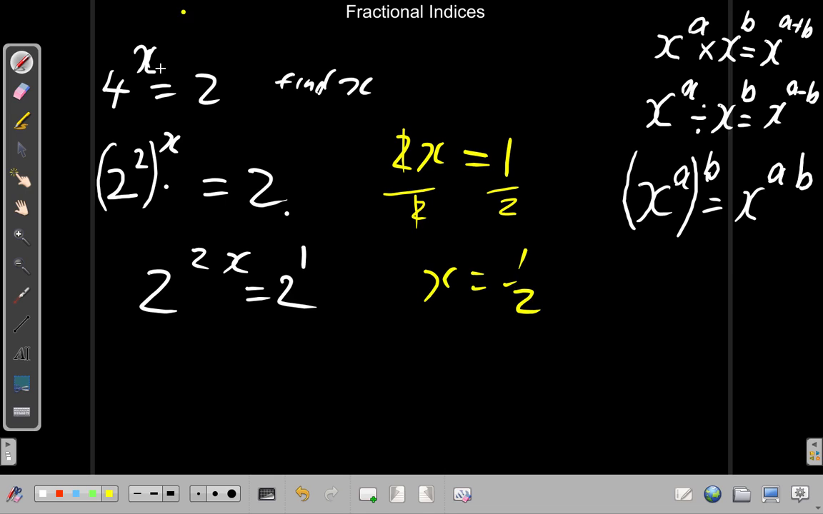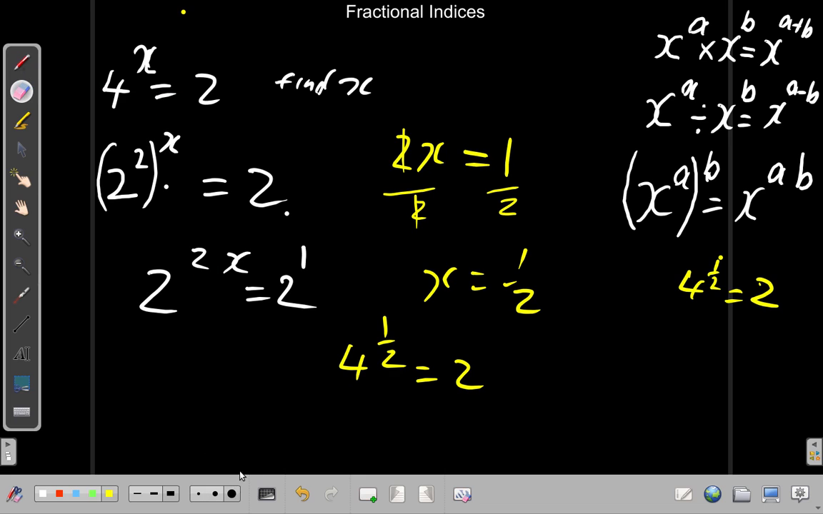So what you're saying is that 4 to the power of a half is equal to 2. Let's write that down here. 4 to the half is equal to 2.